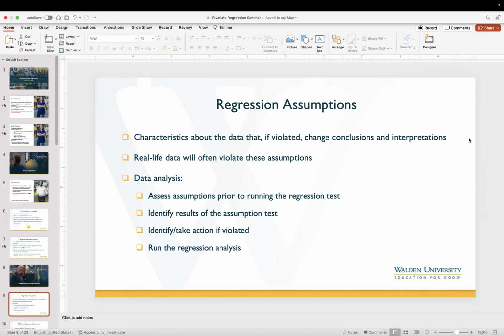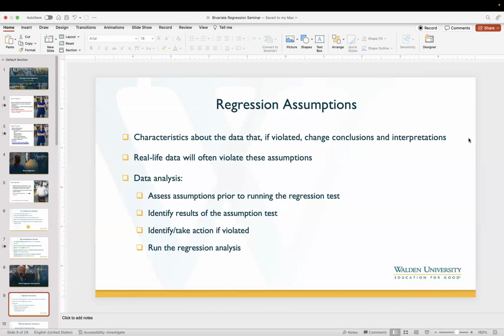So as you can see under the data analysis, we'll have to assess the assumptions prior to running the bivariate regression test. Then we're going to tell the reader what the results of these assumption tests were. These are things you have to do for a parametric test. Then let's just say that one of these assumptions is grossly violated. You have to do something.